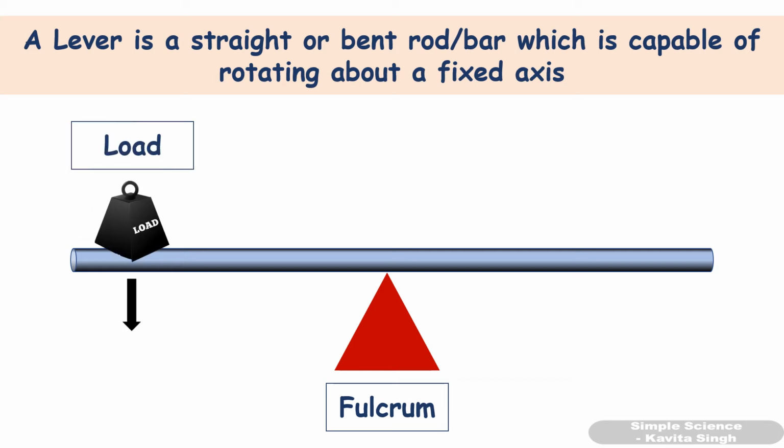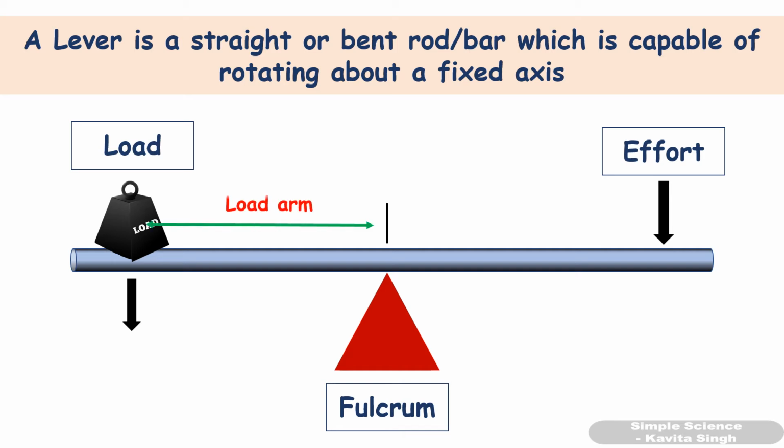It is used to lift a load or overcome a load by applying effort at a convenient or particular point or in a particular direction. The distance between the fulcrum and load is called the load arm, and the distance between the fulcrum and effort is called the effort arm. All the distances, the distance of load or the distance of effort, are taken from the fulcrum.